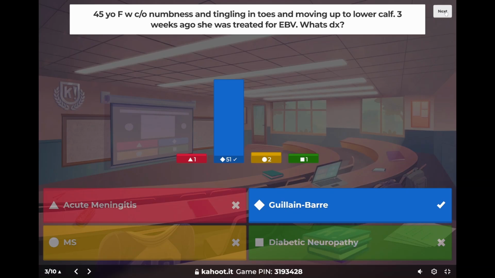Obviously, she had a viral infection. What also is very important, the way that I described it. Symmetrical ascending paralysis. That's what Guillain-Barré is, an ascending paralysis. Started in the toes, started working its way up the calf.